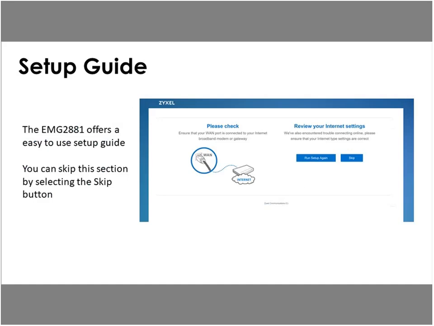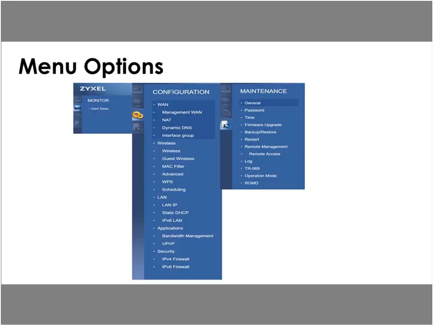There is a little wizard that goes in there. It tells you if you're connected or not. If you're not, then it tells you some quick troubleshooting steps. It's just really easy to skip out of that and go right into the options.